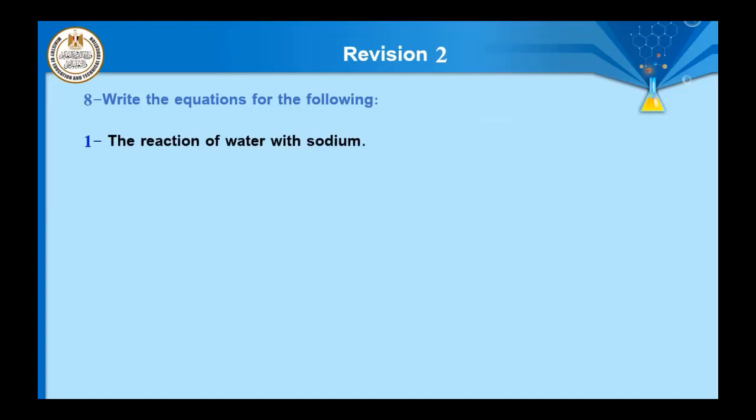For the following, number one, reaction of water with sodium. Reaction of water with sodium is one of the types of chemical reaction called simple substitution reaction, as metal replaces hydrogen of water. When sodium reacts with water, sodium is more active than hydrogen in the chemical activity series, so it replaces hydrogen and forms sodium hydroxide, and the hydrogen gas evolves.